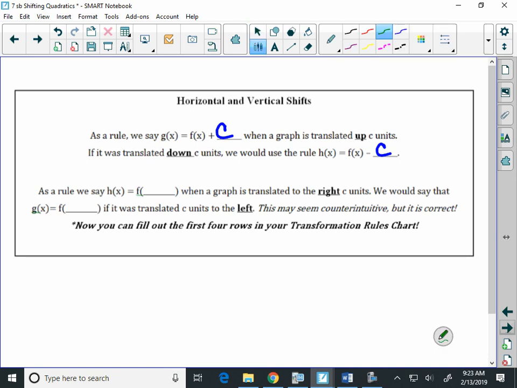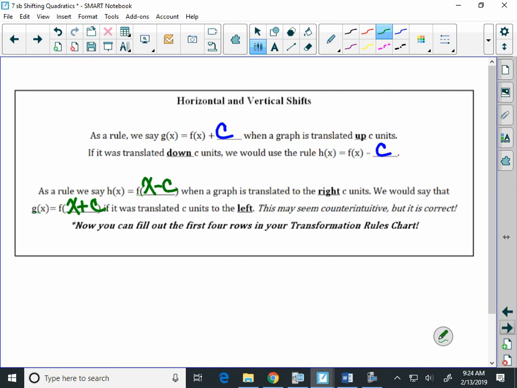The second graph here, we moved left. I'm going to start at the second blank here. When we moved left, our format was that we added something. We had x plus 2 in our parentheses. So when we move left, we're adding, and then going back to the first blank, that must mean that when we move right, we're subtracting. It seems counterintuitive, but it's correct.